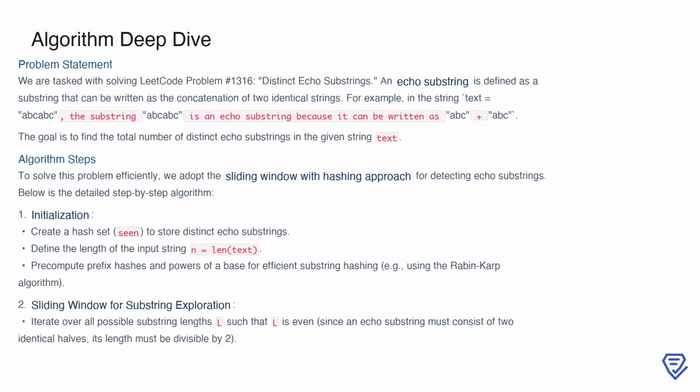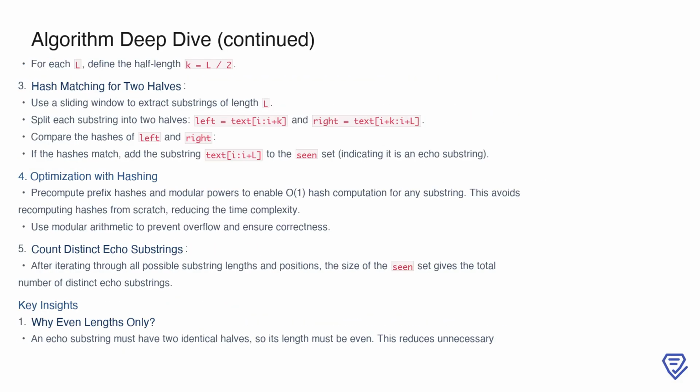Once initialized, we proceed to explore substrings of even lengths since only these can form echo substrings. By iterating over all possible lengths and positions within the string, we systematically identify potential candidates for echo substrings. For any substring length L, we define K as half its length, ensuring that the substring can be divided into two equal parts. Using a sliding window, we extract substrings of length L and split them into two halves, left and right. We then compare the hashes of these two halves. If their hashes match, it indicates that the two halves are identical, and the substring qualifies as an echo substring. We add this substring to the hash set to ensure it is counted as distinct.